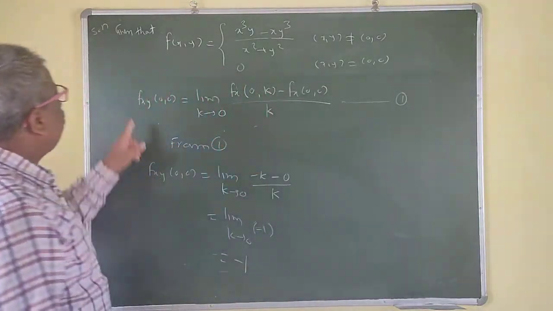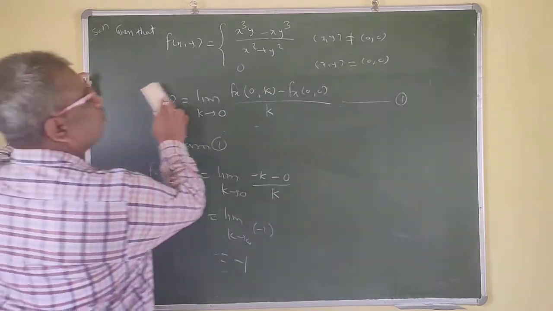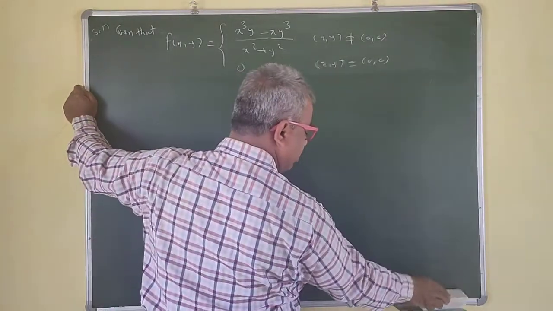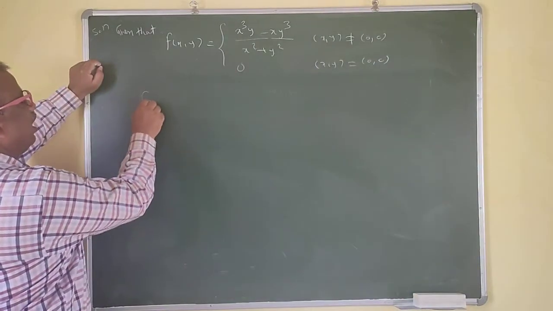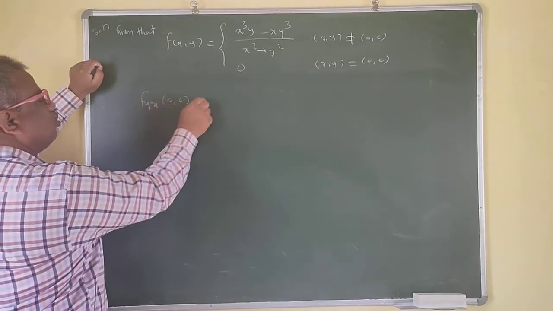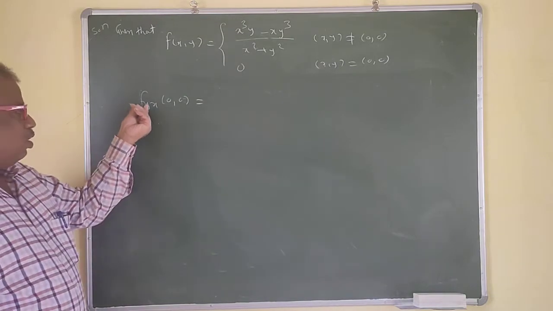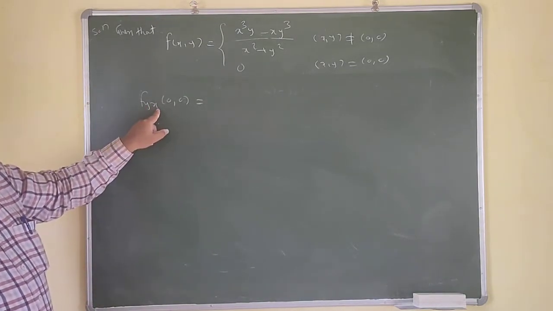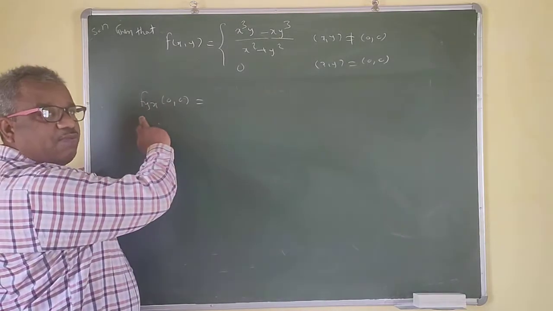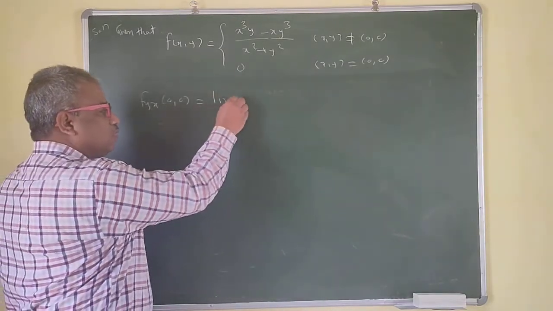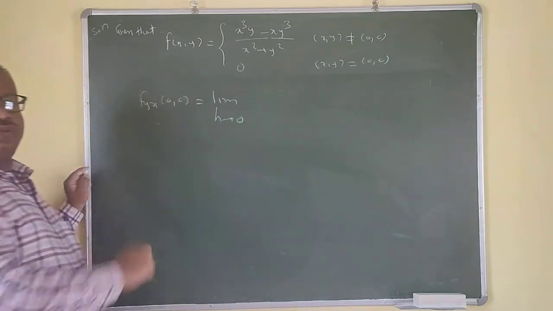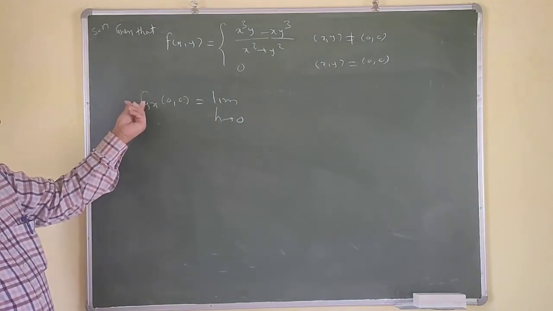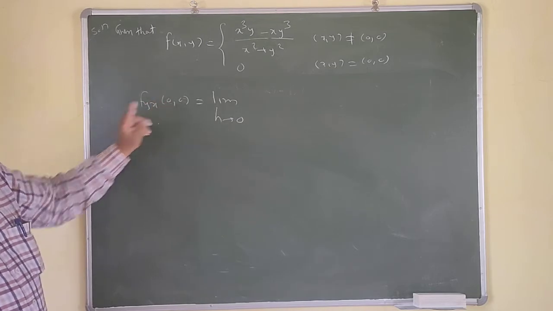Now what we have to do? We will find fyx at (0,0) now. So we write the formula for that. Fyx(0,0): here we are differentiating fy partially with respect to x. That means we have to differentiate fy partially with respect to x. So this is the limit as h tends to 0. We are differentiating fy, that means your f is fy. Increase your x coordinate by h now.